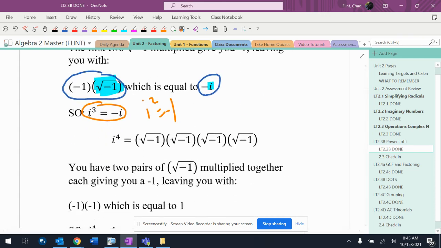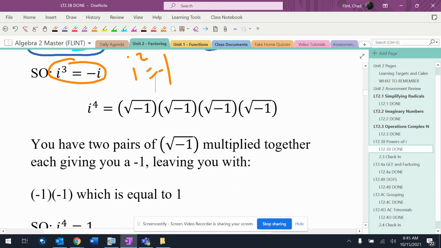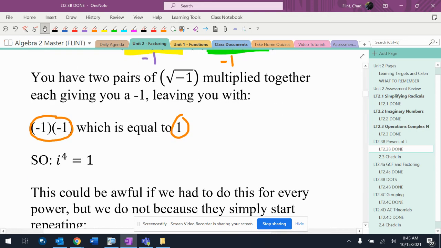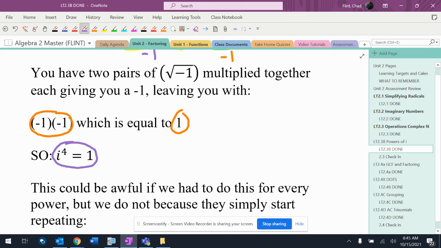And if I go to i to the fourth, I end up with 4 square roots of -1 all multiplied together. And what happens with this is these two right here give you a -1, and these two right here give you another -1. So it ends up giving you -1 times -1, which means that that's altogether equal to 1. And then what that leaves me with is i to the fourth is 1, i to the third is -i, and i to the second is -1. And then obviously i to the first is i.